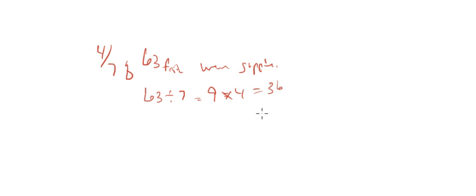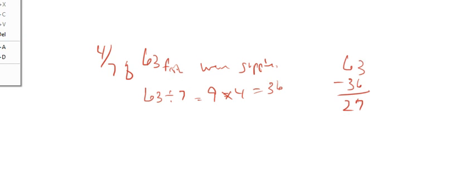And how many of the fish were not guppies? Well, we take our 63 minus the 36 that were guppies, and we can find out that in fact 27 were not guppies. So that's how we do that problem.